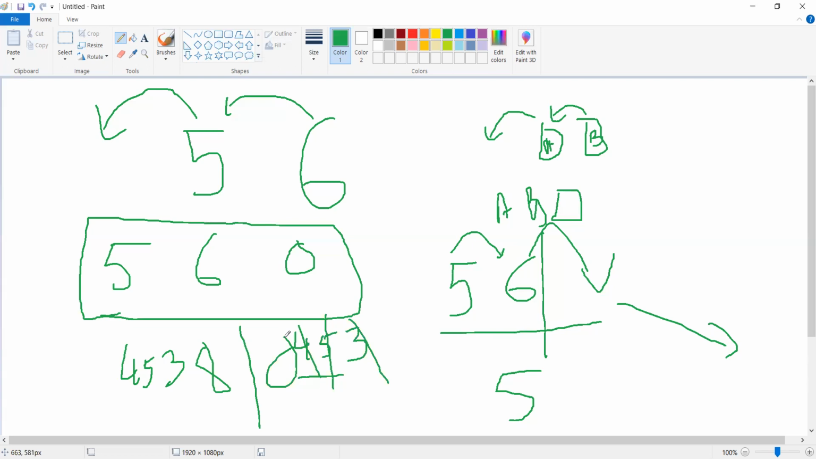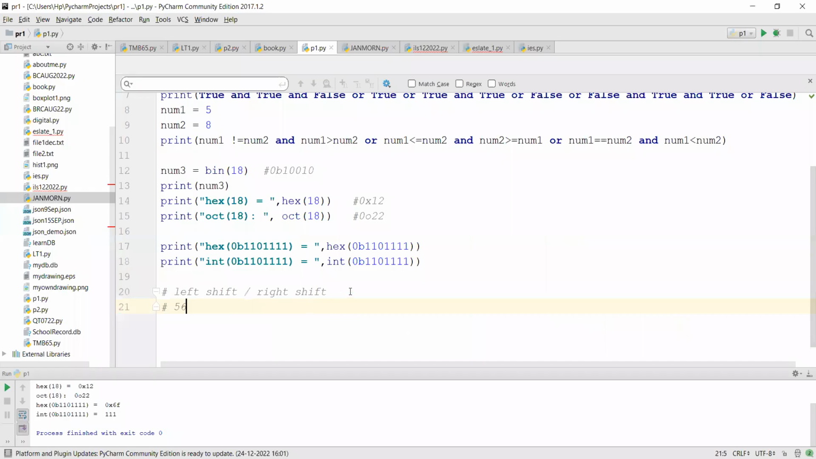Okay, so this is your left shift and right shift. Now coming back to our program, this is exactly what left shift and right shift does. The only difference is that these left shift and right shift operators work only on binary numbers. So tell me, if it happens on binary numbers, then what will happen?